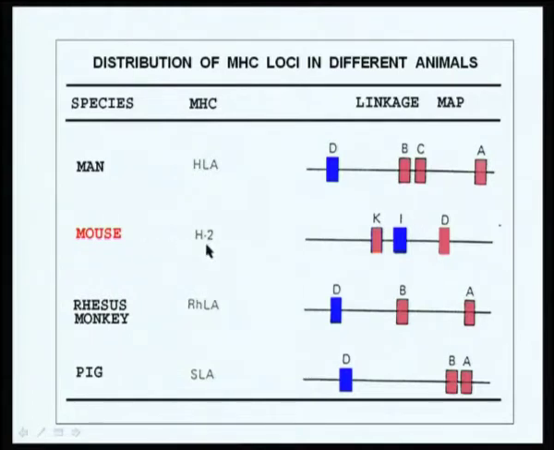For example, the mouse, as we saw earlier, had the class 2 between the class 1 loci, the K and D forming the class 1 locus, and the I region coding for the class 2 antigen. As opposed to the mouse, if you look at the HLA antigen, you find it being characterized by the A locus, B locus and the C locus. These A, B and C are class 1 molecules, and the D locus stands for the class 2 MHC molecules.